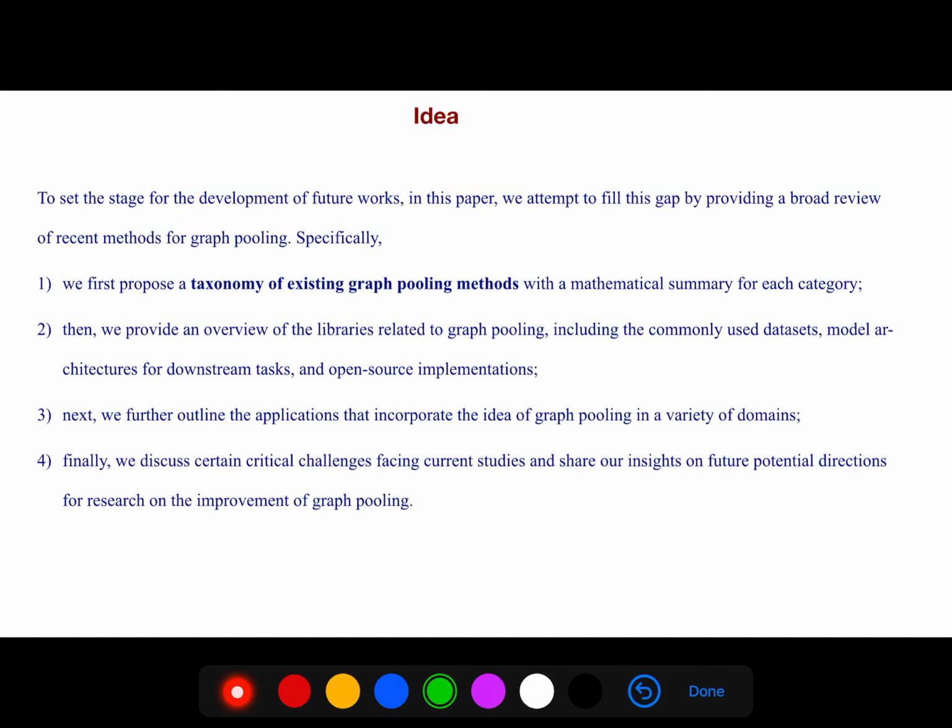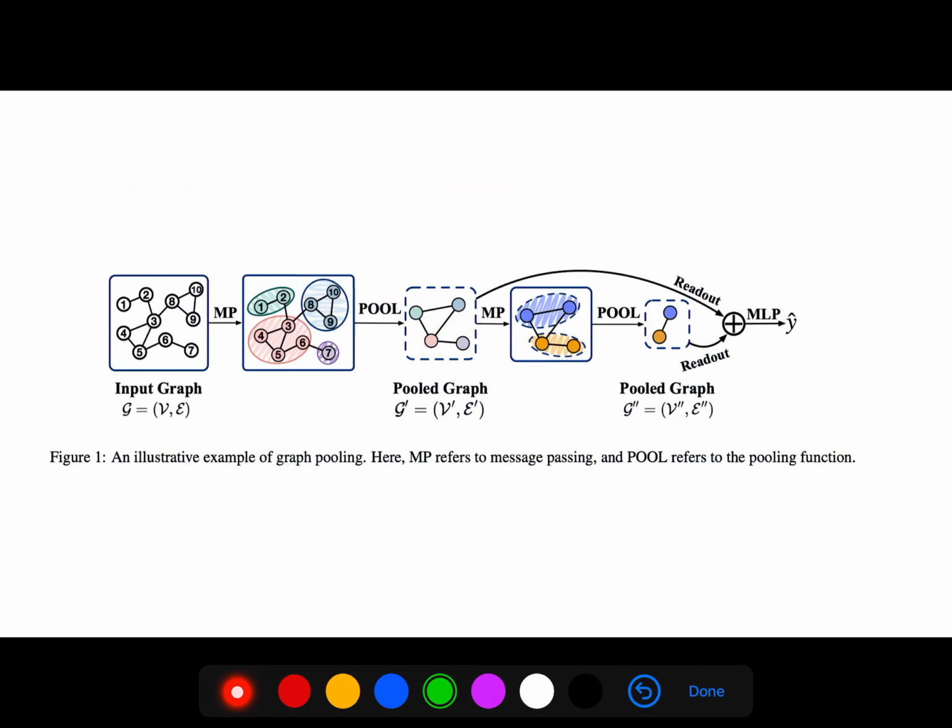Next, we further outline the applications that incorporate the idea of graph pooling in a variety of domains. Finally, we discuss certain critical challenges facing current studies and share our insights on future potential directions for research and improvement of graph pooling.